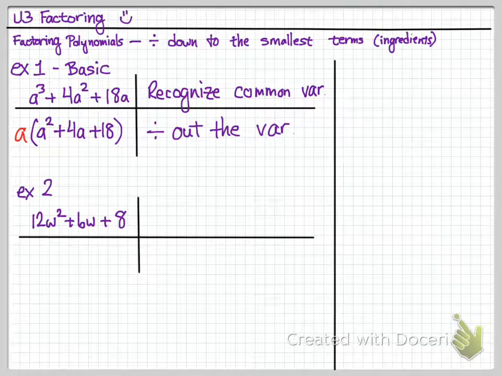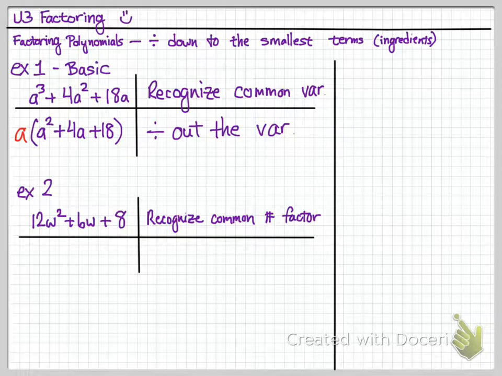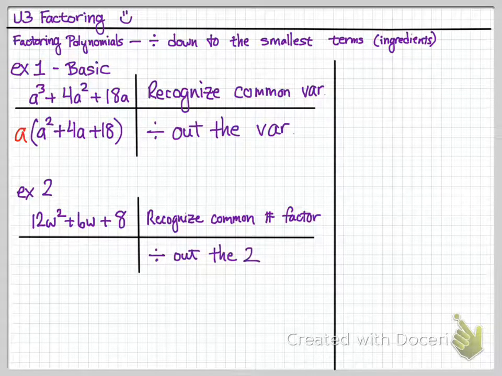Next thing we need to do, in the second example, is recognize common number factors. So see if you can recognize in 12w squared plus 6w plus 8 a common number that factors into those 3 terms. If you said 2, then you'd be correct, and that's what you divide out. So divide out the 2. Bang. So take out a 2, what I wrote in red, and divide that out and see what's left.